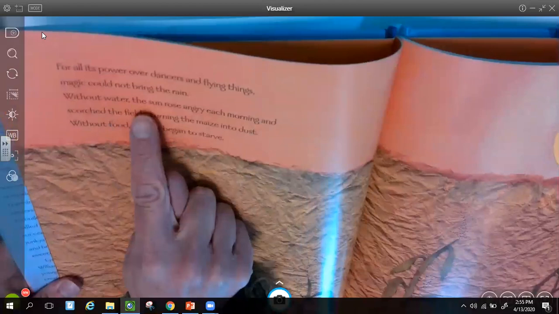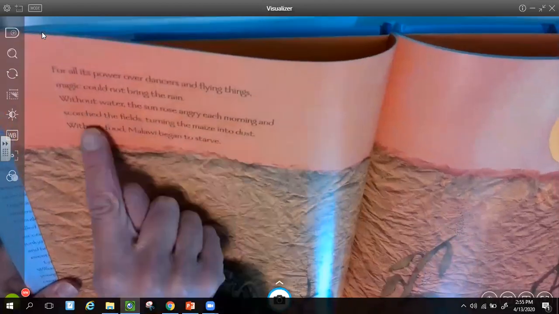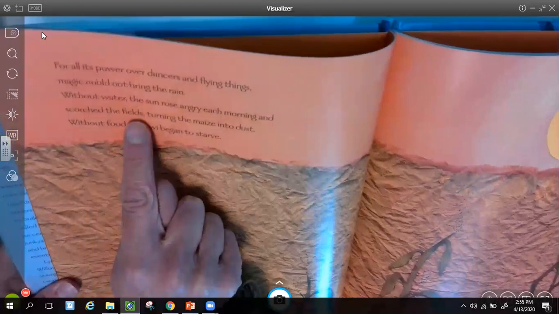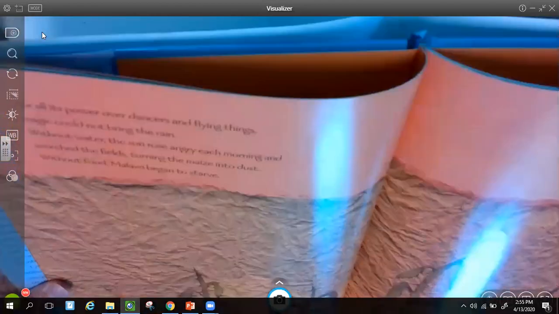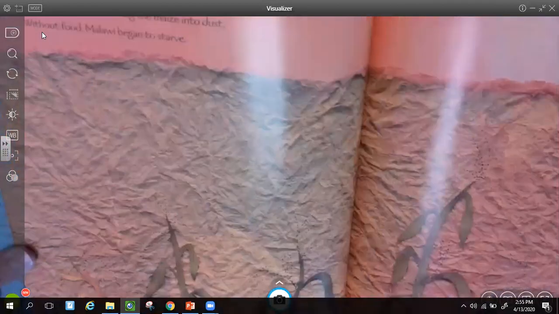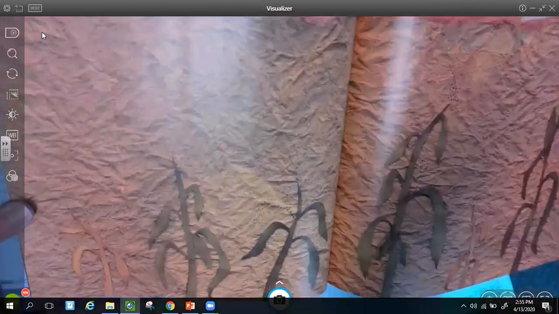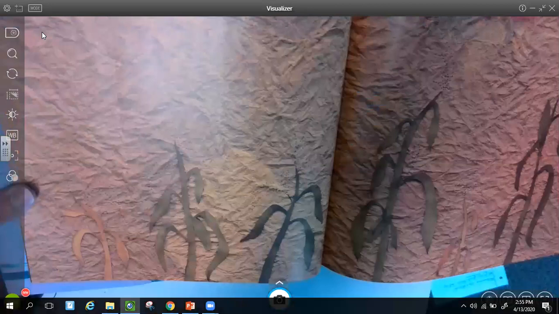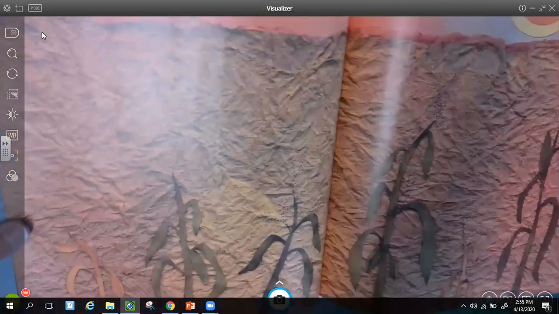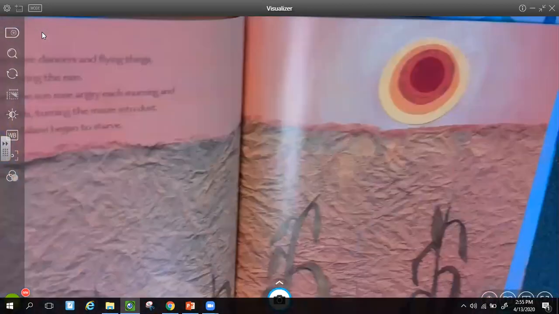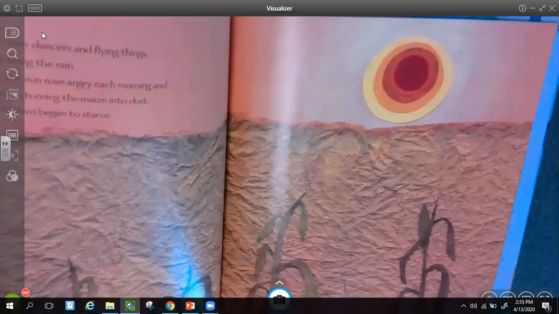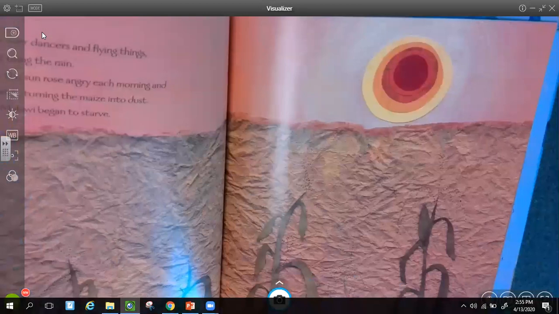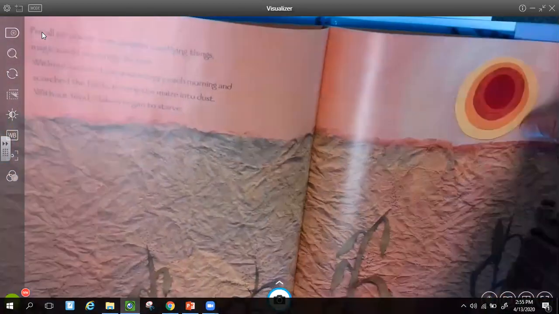The sun rose angry each morning and scorched the fields, turning the maize, the corn, into dust. Looking at your picture clues, if that sun is very angry, we could infer then it's really hot, right? That's a hot sun. And without any water, we know that plants can't survive. And then if the plants don't survive, then there's no food, and then the people of Malawi are going to starve.